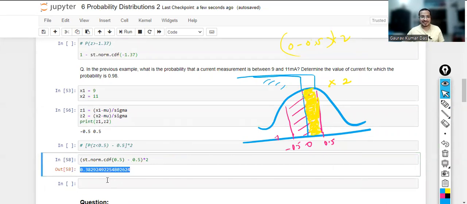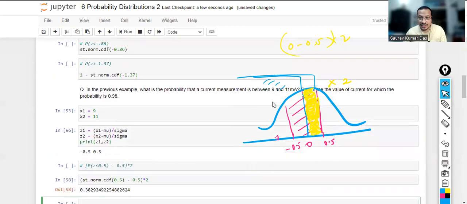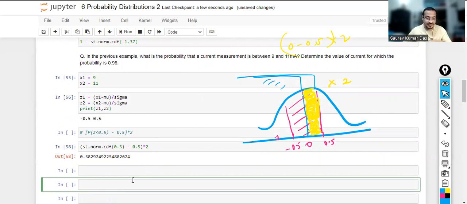Very simple, guys. It's very, very simple, right? This is the first one. Second question, what is it then? Determine the value of the variable for which the probability is 0.98. Probability given is 0.98. Very simple. What will you do? Simply do st.norm.ppf to calculate z. Given the probability, I have to use ppf of 0.98.